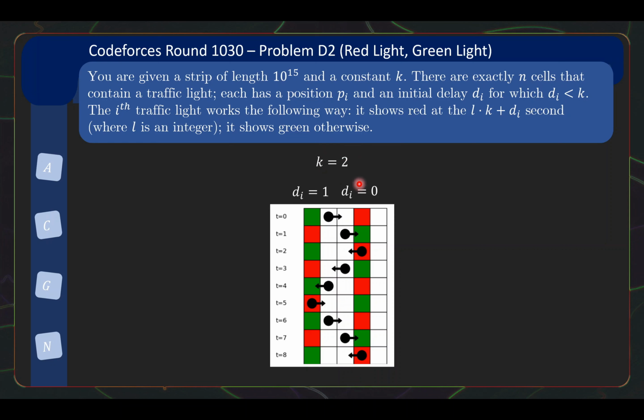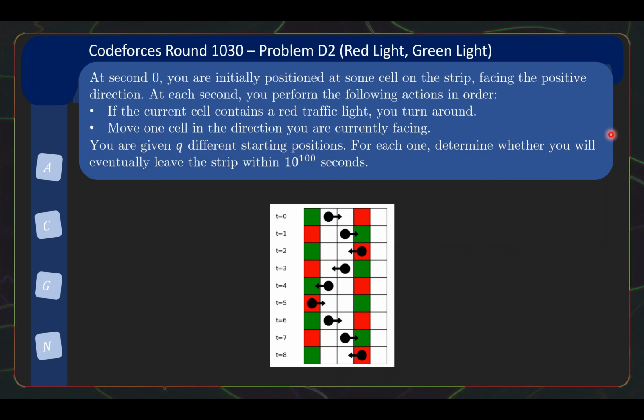So if d_i equals 0, meaning the offset is 0, then the traffic light will show red at all multiples of 2. Correct? Because of this formula here. Whereas if d_i equals 1, meaning the offset is 1, then it will show red at all multiples of 2 plus 1. So that's why the red is at the odd timings. Okay, so far, hopefully this is quite easy to understand.